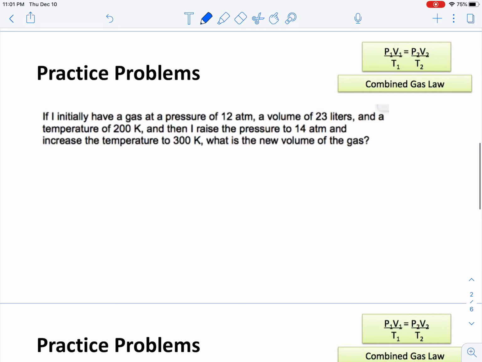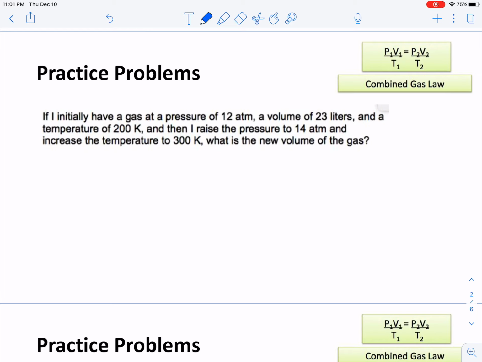So this just means there's a little bit more cross multiplication that needs to be done, and more units that need to be identified. So make sure you're reading these problems carefully to figure out what your initial and final pressures, volumes, and temperatures are. So let's take a look at this practice problem.